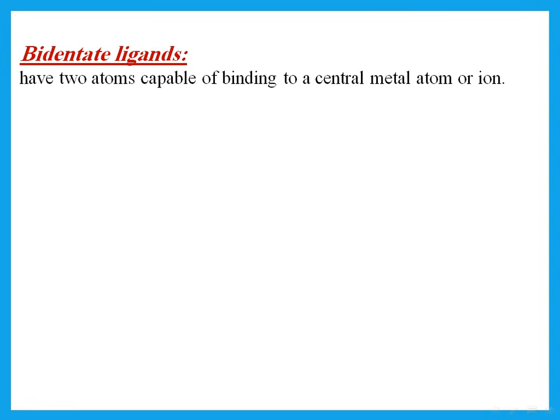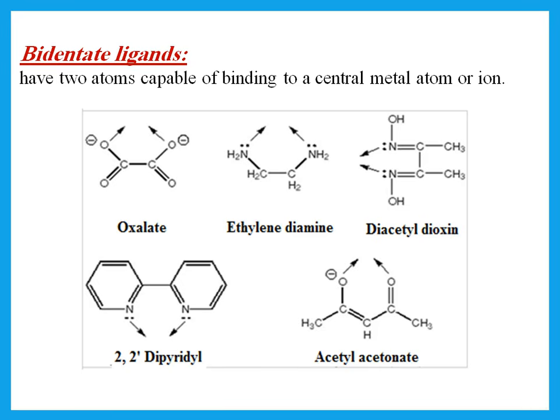But if they can make 2 dative bonds with the atom, then we call them bidentate. So bidentate ligands have 2 atoms in their structure that are capable of binding to the central metal atom. These are bidentate ligands. So the oxalate has 2 O minuses that it can use to bond to the central metal atom. The ethylenediamine has 2 nitrogens. Each of them can make a dative bond, and so on. So these are called bidentate.